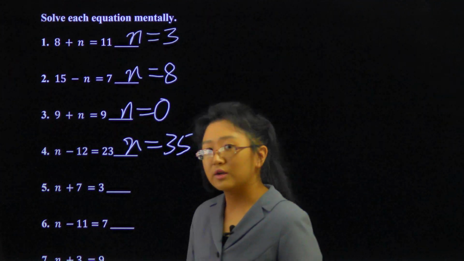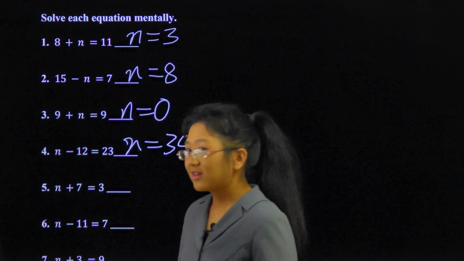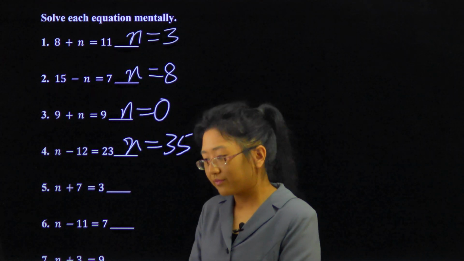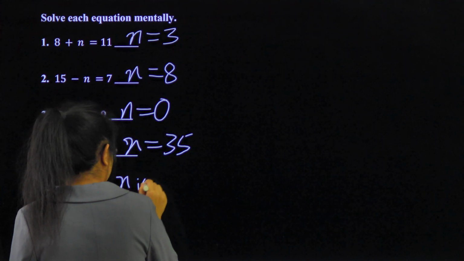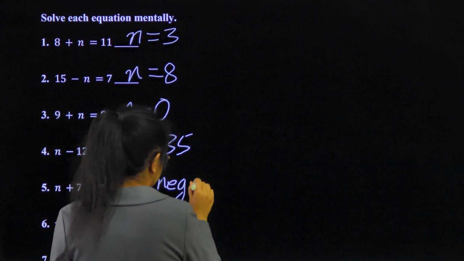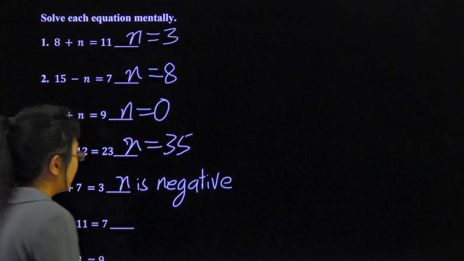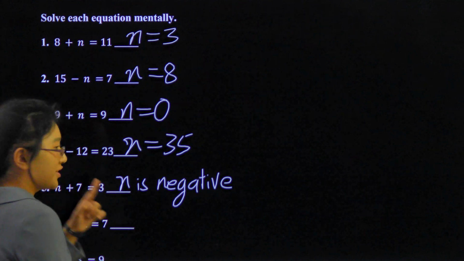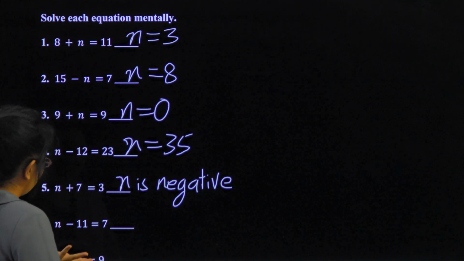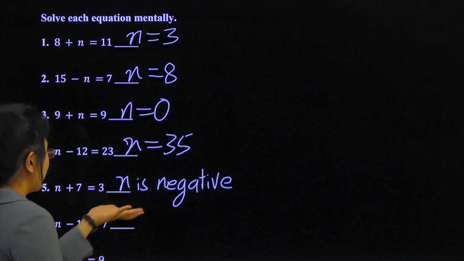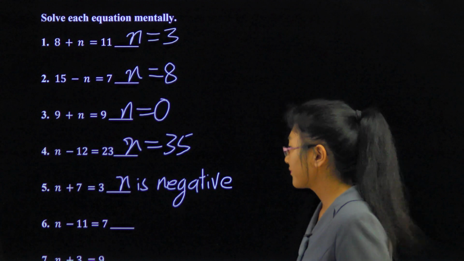N plus 7 equals 3. Well, this is what you call negative numbers. N is negative. Now usually you wouldn't do negative numbers until grade 5. This is a sneak peek. So over here it would be n plus 7 equals 3. So right now we're just going to put n is negative, since you haven't really learned this yet.